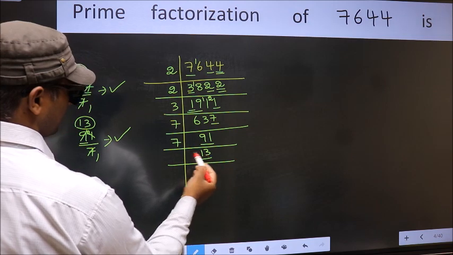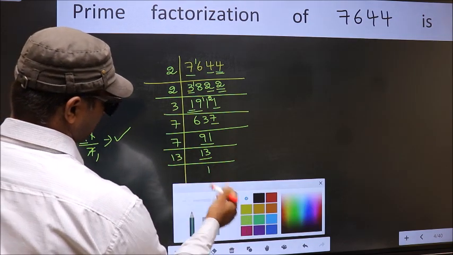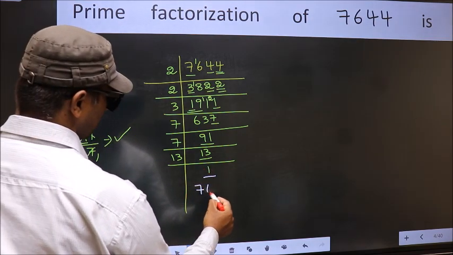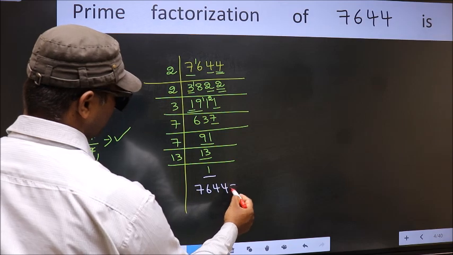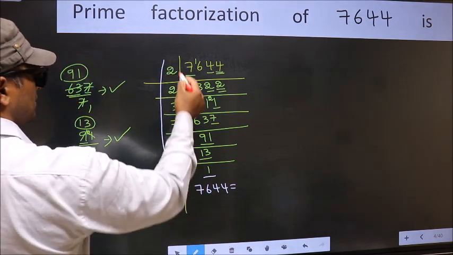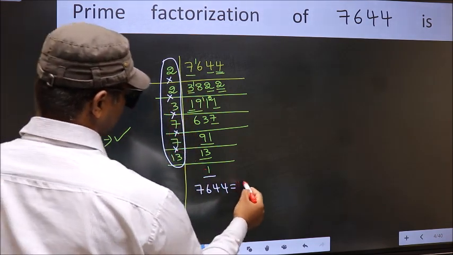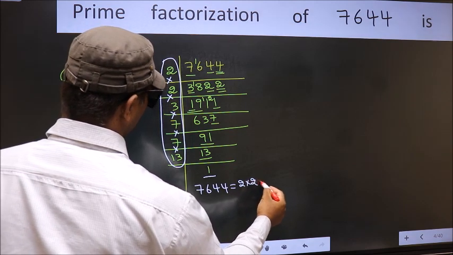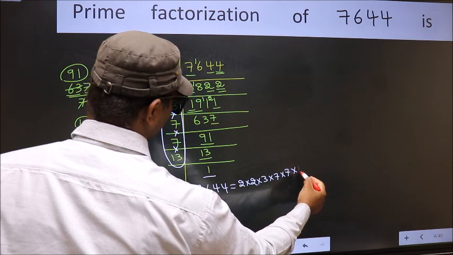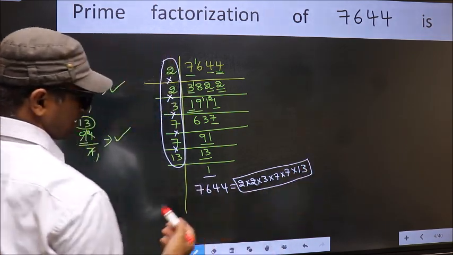Now we have 13. 13 is a prime number, so 13 ones 13. So we got 1 here. So the prime factorization of 7644 is the product of these numbers, that is 2 into 2 into 3 into 7 into 7 into 13. This is the prime factorization of 7644.